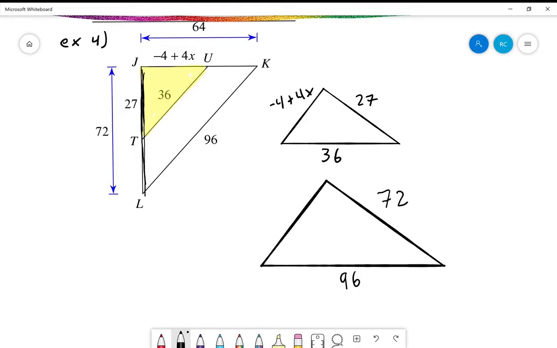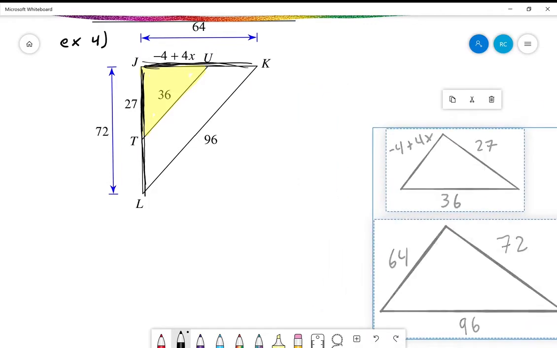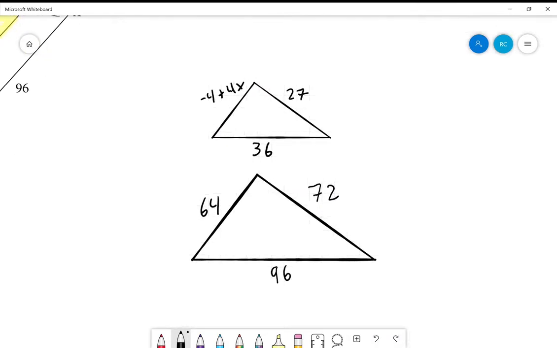And this shorter side here, the one that matches up with -4 plus 4x, is 64. And now that I have that, I'm actually going to take this stuff and move it away, and we're going to look at this instead of the other one.